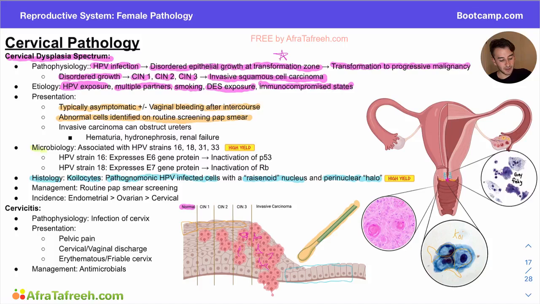So in terms of our microbiology, this is, like we said, associated with HPV, and the strains they really like you to know on exam day are 16, 18, 31, and 33. That is really high yield to know. I would say especially high yield is going to be strain 16 and strain 18.